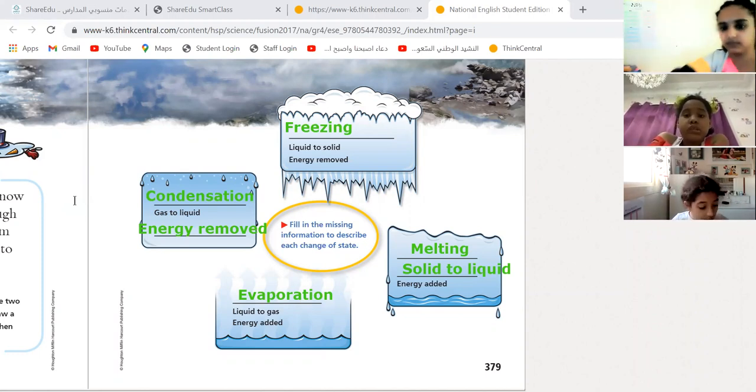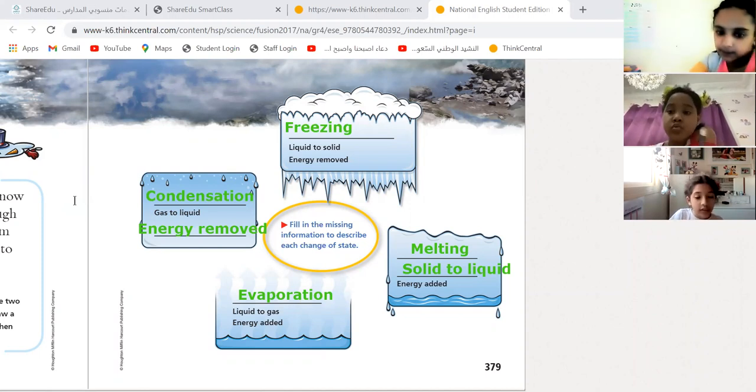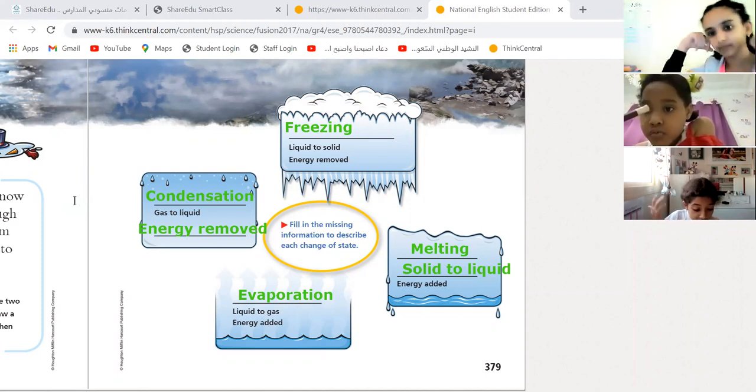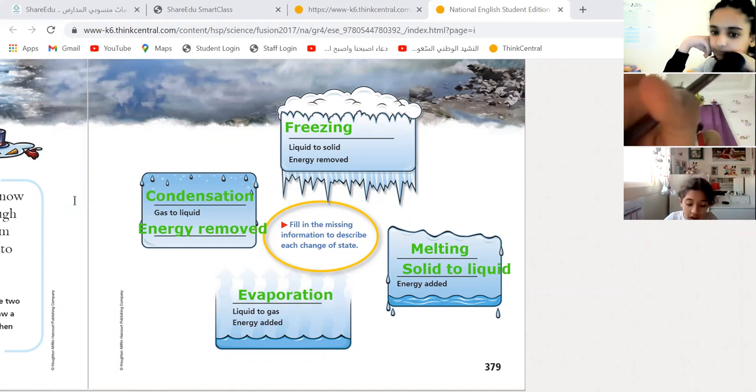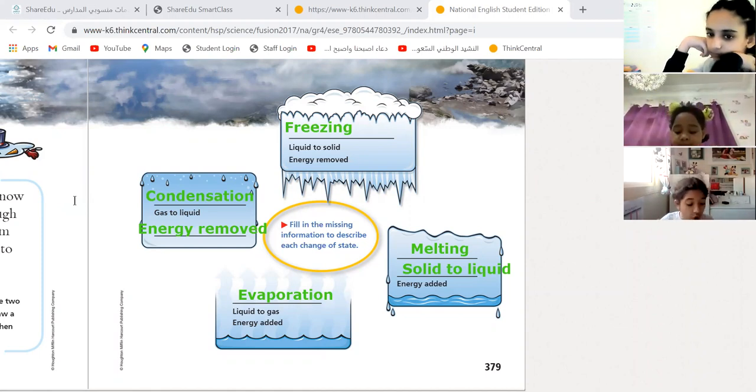First up, when you say freezing, you take out the heat, okay? But in evaporation, you add heat. And in melting, you add heat, but in condensation, you remove heat. So now they are opposites. To make them the same, you put freezing and condensation together because they both take out heat. And melting and evaporation, they both use heat. Ta-da! Very good.